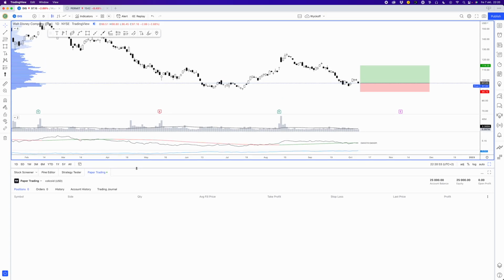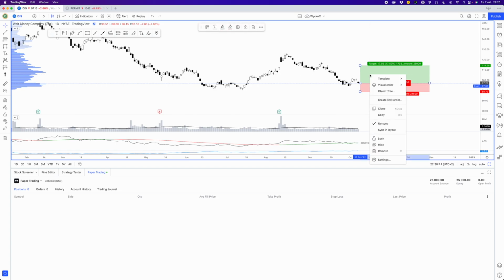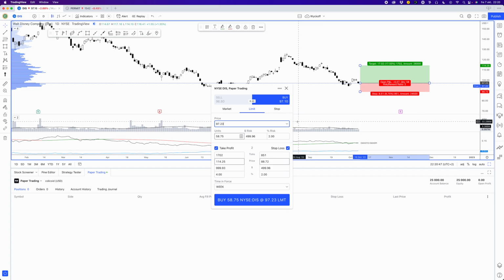And now I want to take this trade right here and enter it into TradingView for trading. So I right click on the long position tool and choose create limit order. Once you have this dialog open, you can change the order type to stop order or market order if you wish. This is just a shortcut to get all this data entered into this screen. The take profit has already been entered for me. As you can see, we have a take profit of $114.